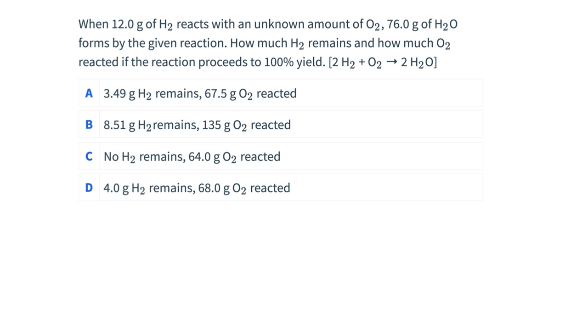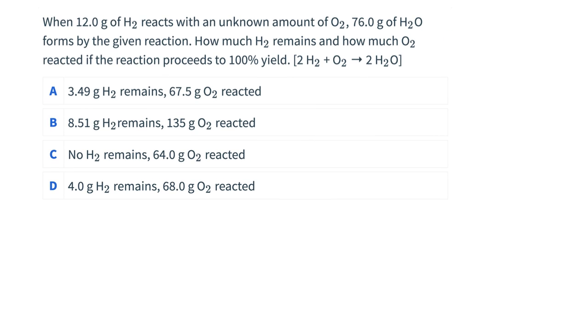So let's say we have H2 reacting with an unknown amount of O2. 76 grams of H2O forms by the reaction. How much H2 remains and how much O2 reacted? Well, let's think about this for a minute. So let's make sure we write out the reaction. We have H2 and O2. They're forming water. We know to balance here, we're going to go 2 in front of water and then 2 to balance the hydrogens.